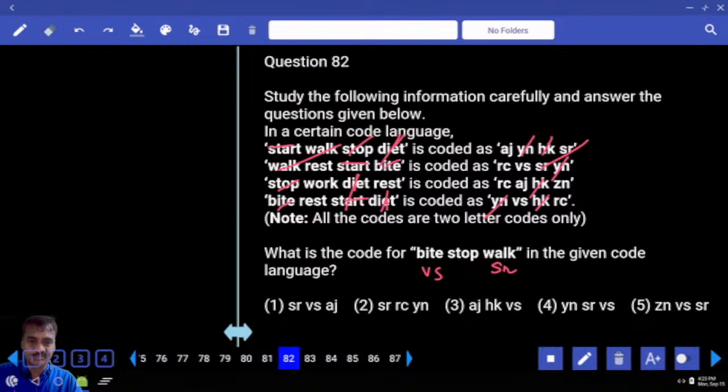Once bite is done, next remaining is stop. And what is the code for stop? That will be AJ. Is it right or not? AJ is common. Hence what is your answer? VS, AJ, SR, choice 182.